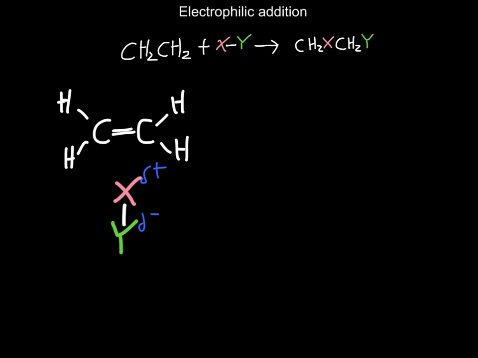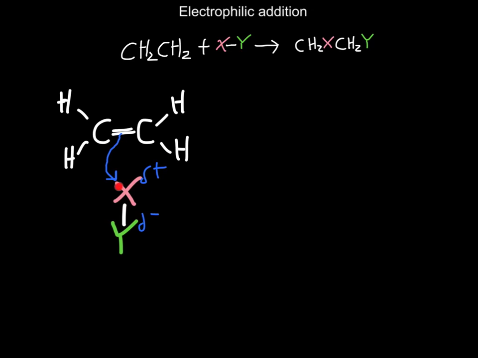So how do we show the double bond opening up and forming a bond with X? Well, you use curly arrows. So again, if you can't remember what curly arrows are, please watch the video before on nucleophilic substitution first. I explain curly arrows there. So a curly arrow comes from the center of the double bond and goes towards the partially positive X atom. So that's forming a covalent bond between one of the carbons and this partially positive X atom.